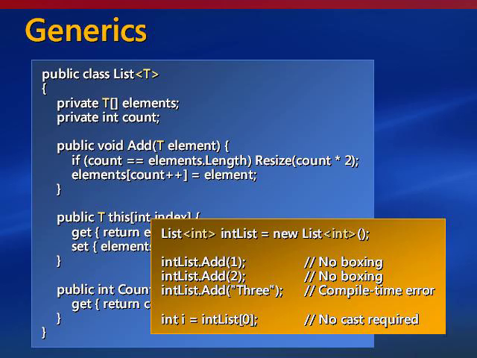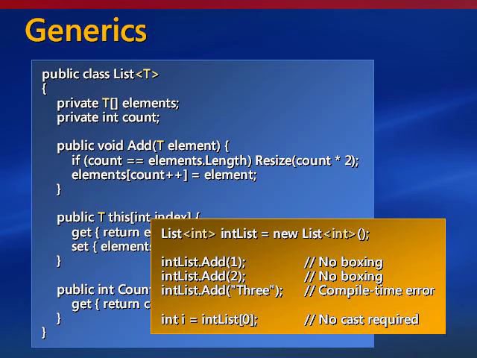Now, with generics, you see the thing that's missing here, the thing you'd really like to be able to do is to say that this is a list of something and be able to specify what it is a list of. And that is precisely what generics allows us to do.